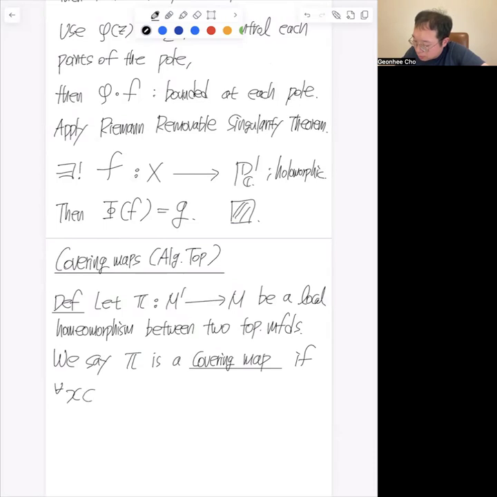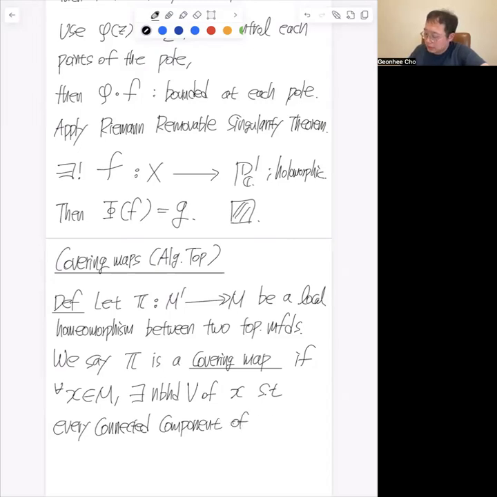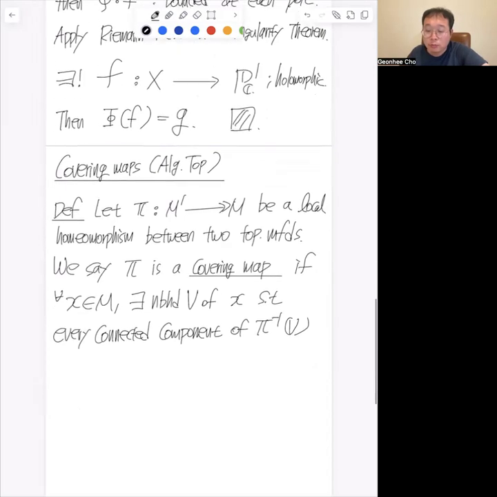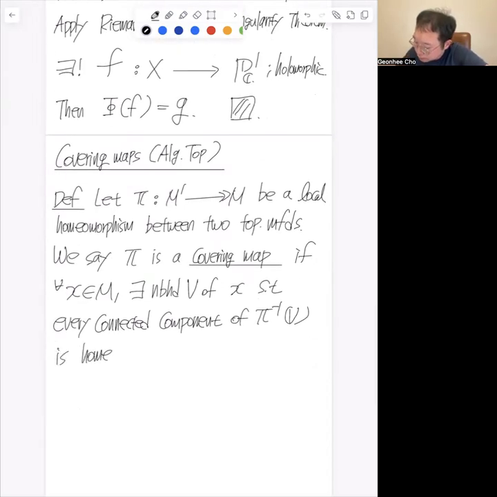For each point x in the codomain, we are able to find a small neighborhood V of x such that every connected component of this inverse image is homeomorphic to V by this map. By the way, a covering map also requires surjectivity. So that's the definition.